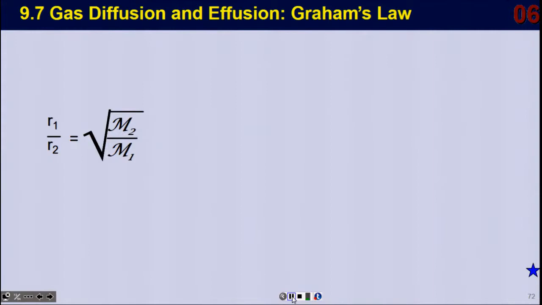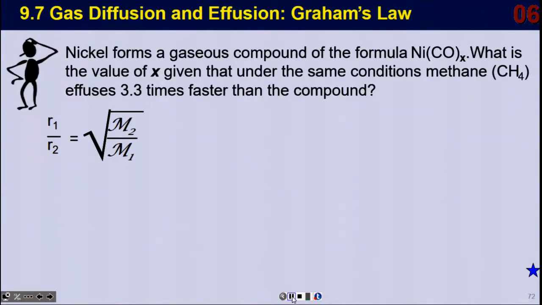Okay, so let's try one more. I'm sure you're going to be excited to work with square roots, but if we work them out carefully, we'll be fine. There's a weird compound with nickel forming a gaseous compound, and it's got carbon-oxygen, carbon monoxide kind of looking groups in it. We don't know how many of them there are, but it's with the nickel, and it turns out it's a gas. So we want to determine how many of those carbon oxygen groups are on the nickel, given that under the same conditions, methane effuses 3.3 times faster than this unknown nickel compound.